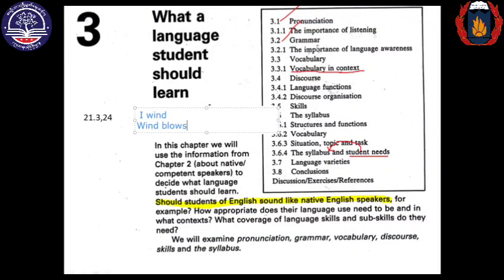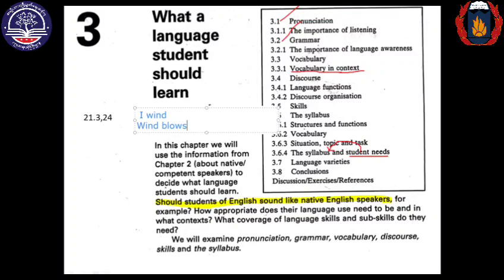This is called context. In the first sentence, wind is used as a verb, so we pronounce it /waɪnd/. But in the second sentence, it is used as a noun, so we pronounce it wind. The wind blows. This is called context. Depending on context, words may have different meanings.